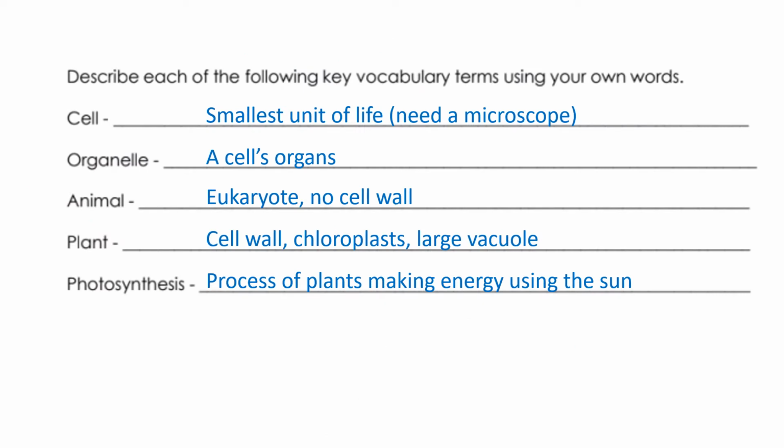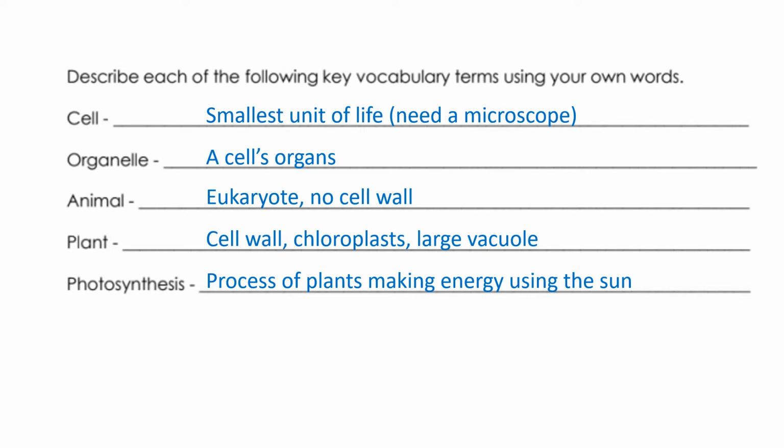Then we've got a couple of definitions. The cell is the smallest unit of life. An organelle is a cell's organs. And then animal cells are eukaryotic. They don't have a cell wall. Plant cells are also eukaryotic. They do have a cell wall. They have chloroplasts. They have large vacuoles. Remember, animal cells will have vacuoles, but they'll be smaller, and they might have more than one.